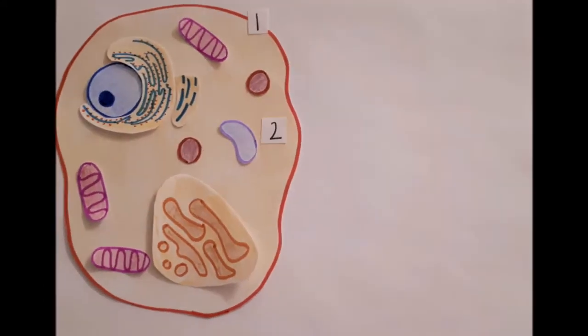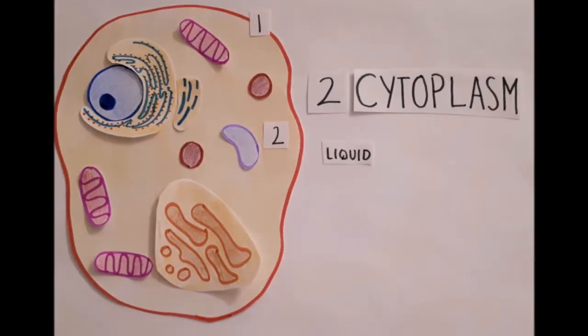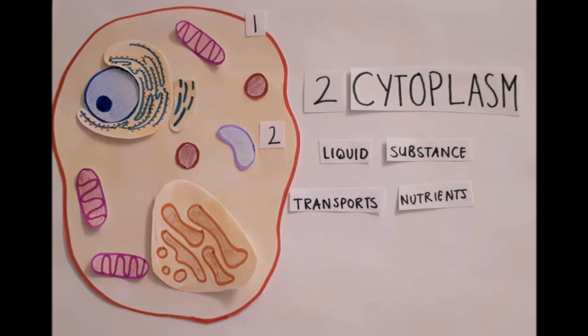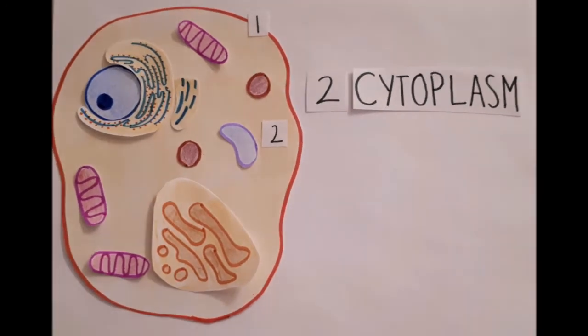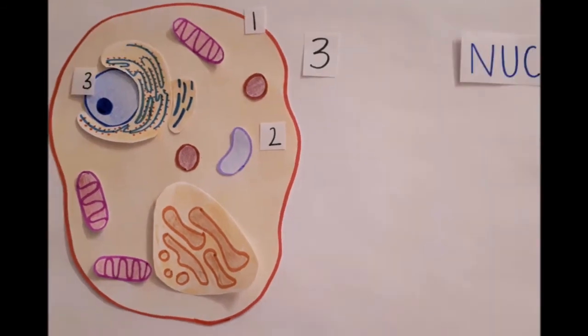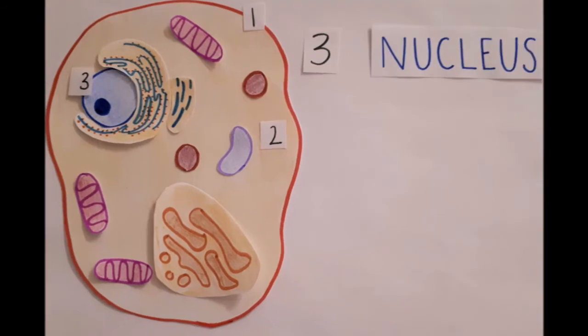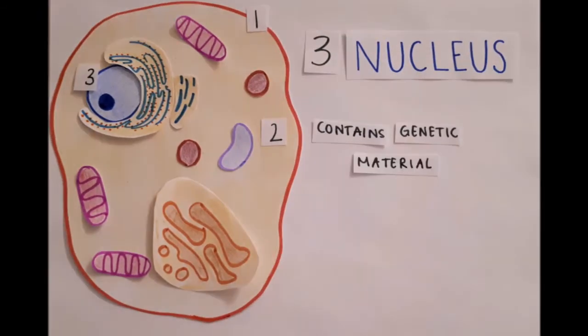Surrounding all of the inner cell structures is cytoplasm, a liquid substance that is used to transport nutrients across the cell and used for chemical reactions. Controlling the cell activities is the nucleus. The nucleus also contains the genetic material, or DNA.